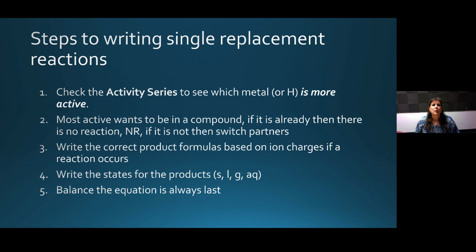The steps to writing single replacement reactions. Number one, as soon as you know it's single replacement, grab your periodic table and use the activity series to see who is more active, which metal or hydrogen is more active. Remember, the more active element wants to be in a compound with a friend. If it already has a friend, then there's no reaction. However, if the most active element is alone, then it needs to get a friend, and we're going to have a replacement. Make sure you write the correct product formulas based on ionic charges if a reaction occurs.